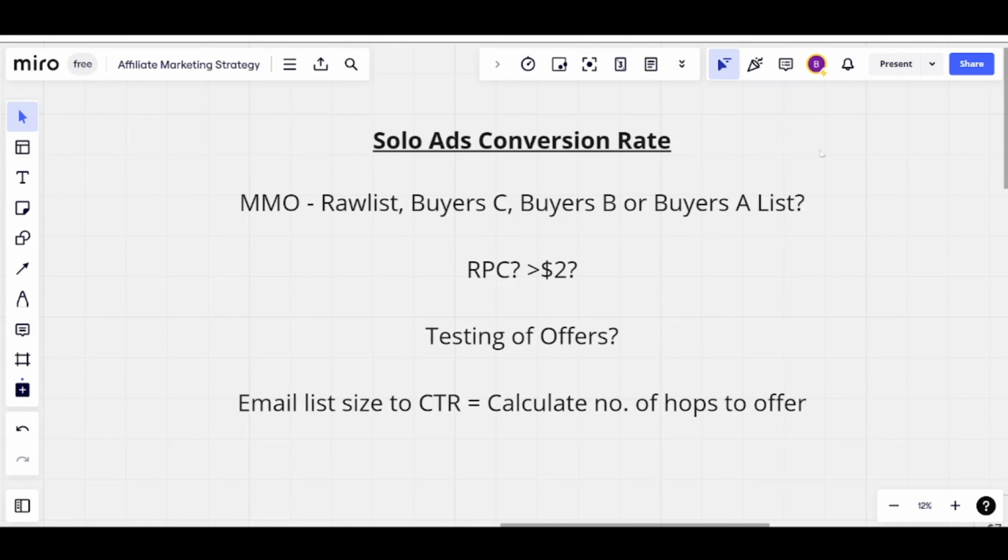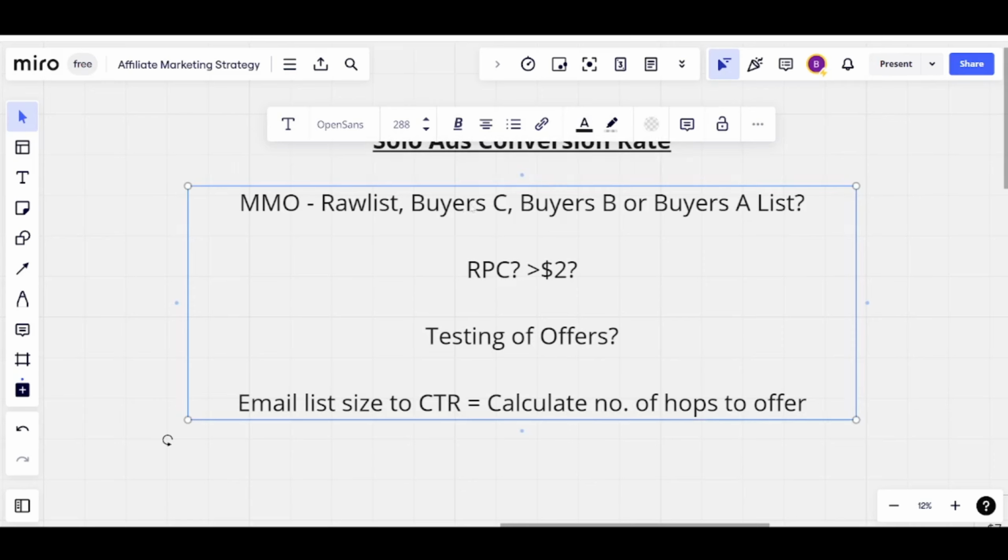Like it or not, if you do not have access to all your buyers' email list, at the end of the day, you will realize that it is very difficult to succeed with Solo Ads, because I've tried it myself before. The only way to do so is to ensure that you have a huge amount of raw list, a very huge amount of raw list. We're talking about 200,000, 150,000, that kind of email list.